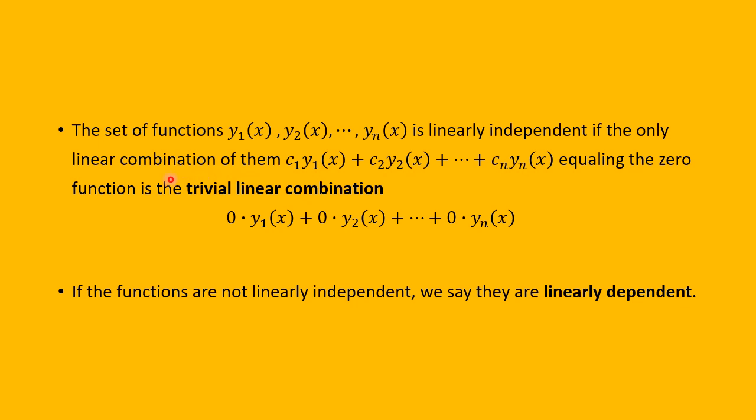So let's rewrite the definition of what it means for a set of functions to be linearly independent. The set of functions y sub 1 of x, y sub 2 of x, through y sub n of x is linearly independent on some interval if the only linear combination of them, c1 times y1 plus c2 times y2 plus all the way through c sub n y sub n, equaling the zero function, is the trivial linear combination. The trivial linear combination is where all of the constants are zeros: 0 times y sub 1 plus 0 times y sub 2 plus all the way through 0 times y sub n.